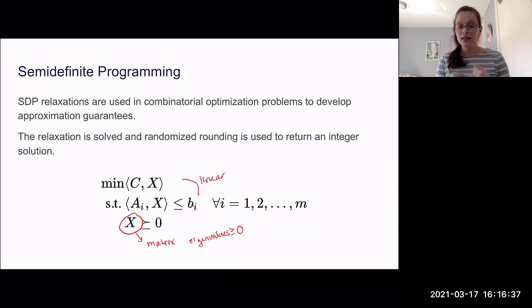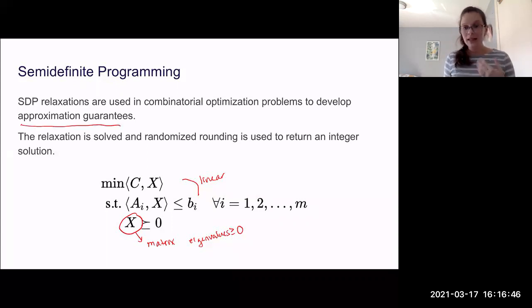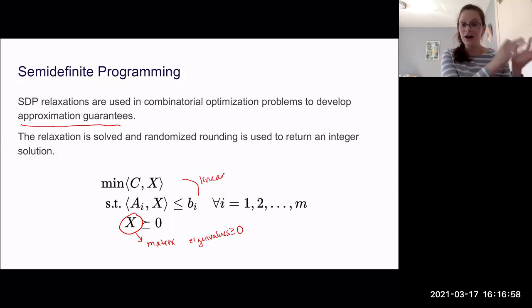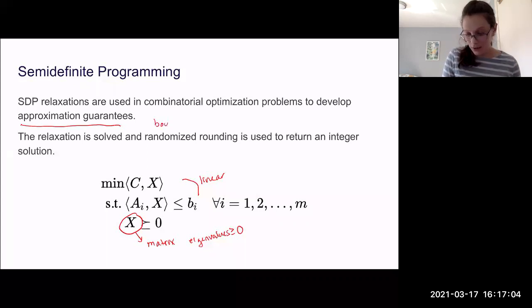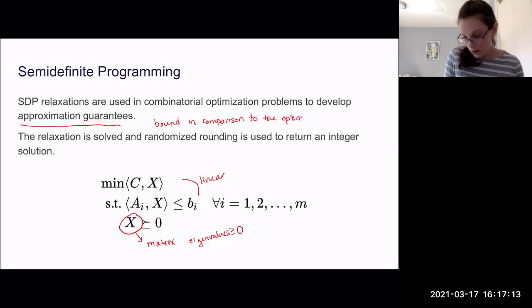I mentioned that they're used on these NP-hard problems, and I said that they're very powerful. And by powerful, what I mean is that we often get approximation guarantees. So by this, what I mean is that we can actually bound our solution versus the optimal solution and how close we are, rather than relying on a heuristic like one of the k-means variants of algorithms where we don't get any guarantee on what that solution looks like. Here, we actually can bound it in comparison to the optimal. And that's one of the reasons why people really like these semidefinite programming relaxations.